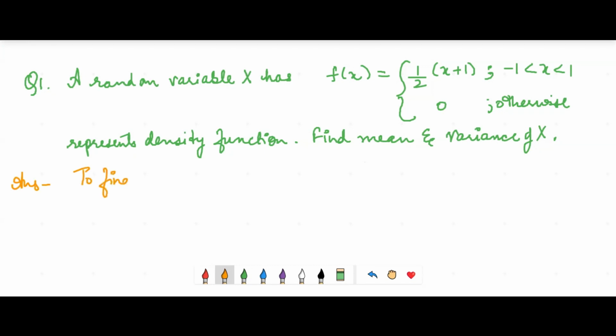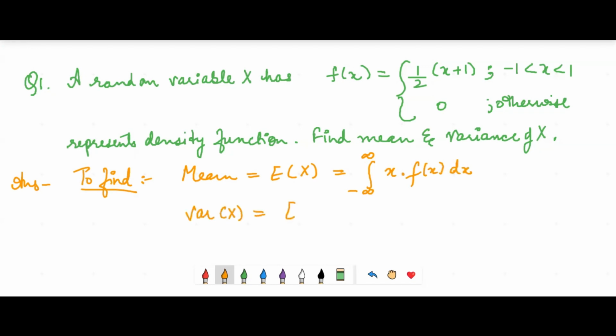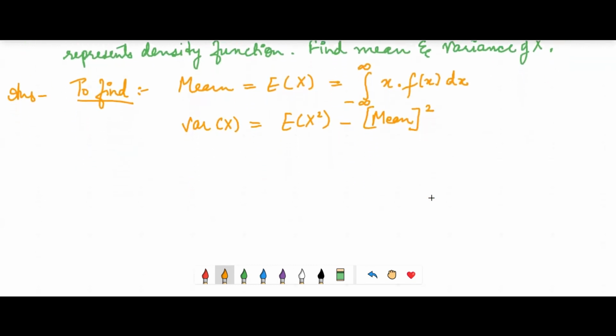In this question, the mean is given by the expected value of x, and for a continuous random variable, it is defined as this. Similarly, when we need to find out the variance, it is E of x square minus the mean whole square. So I'll just write the mean whole square. So let us start the question.